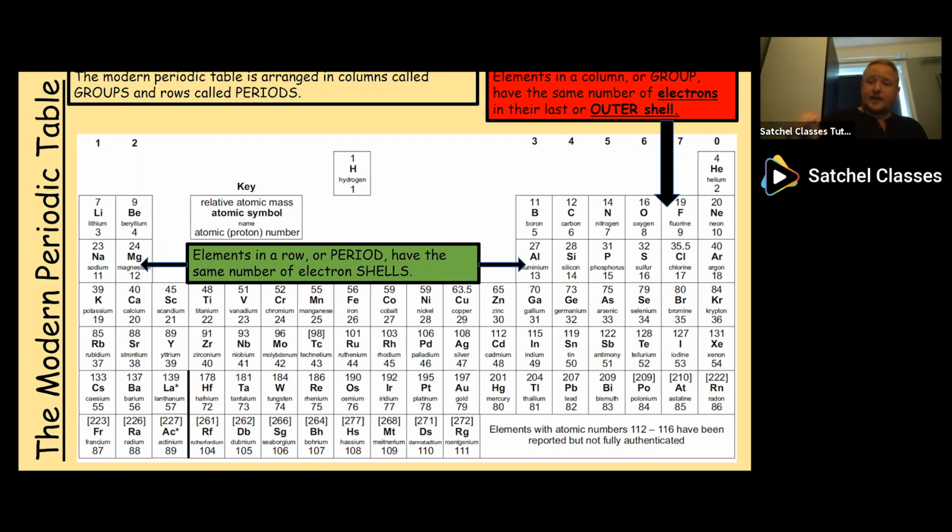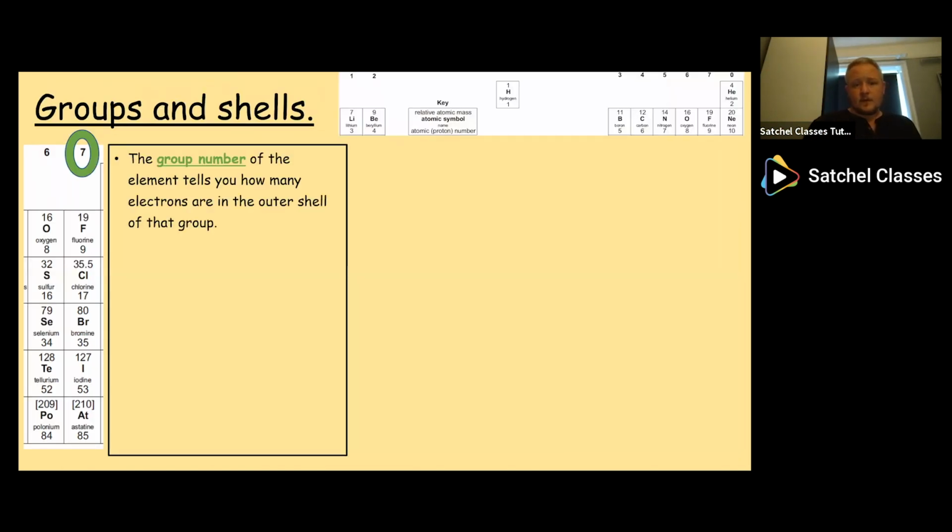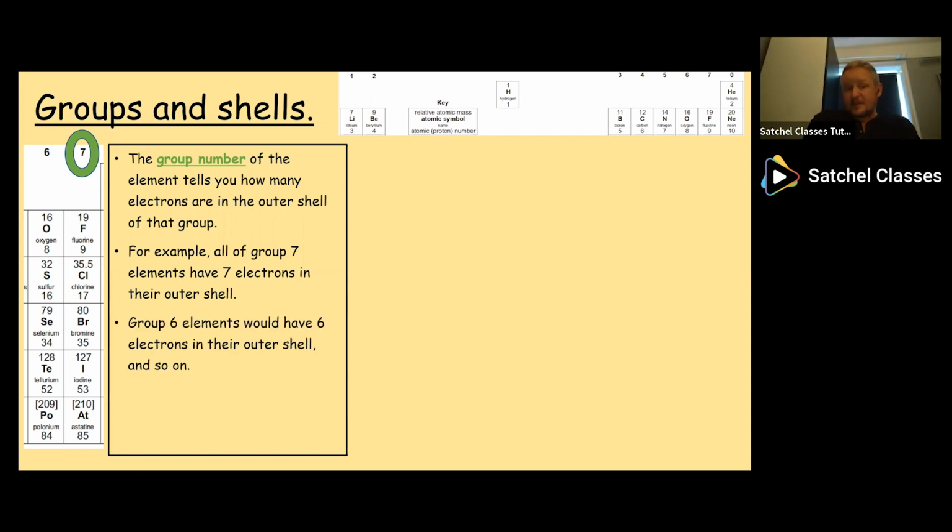But fluorine has 2 shells, chlorine has 3 shells, bromine has 4 shells, iodine, and so on. And this is because as you go down a group, you increase the number of shells. The group number of the element tells you how many electrons there are in the outer shell of that group. For example, all of group 7 elements have 7 electrons in their outer shell. Group 6 then would have 6 in their outer shell, and so on.